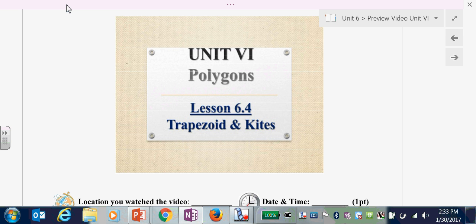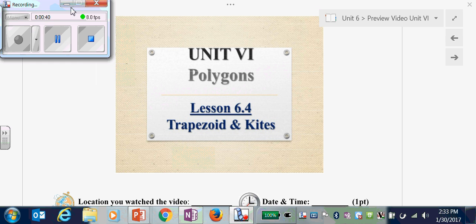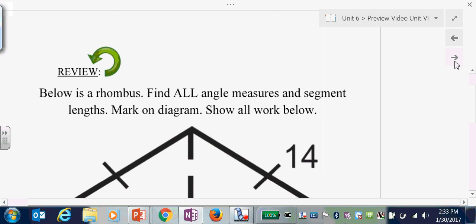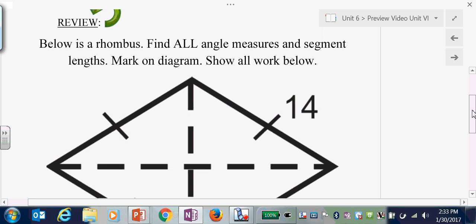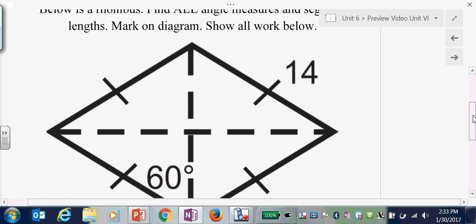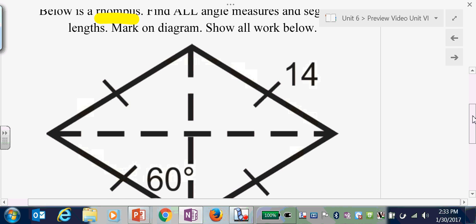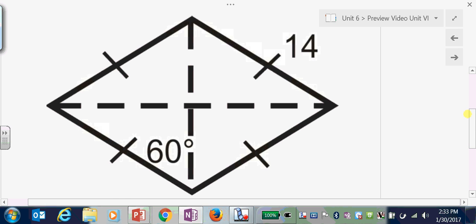We're doing lesson 6.4. All right, remember to get a date, time, and location. Here we are. Last class, we talked about rectangles, rhombi, and squares. Down below is a rhombus. Find everything possible, knowing that that is a rhombus.